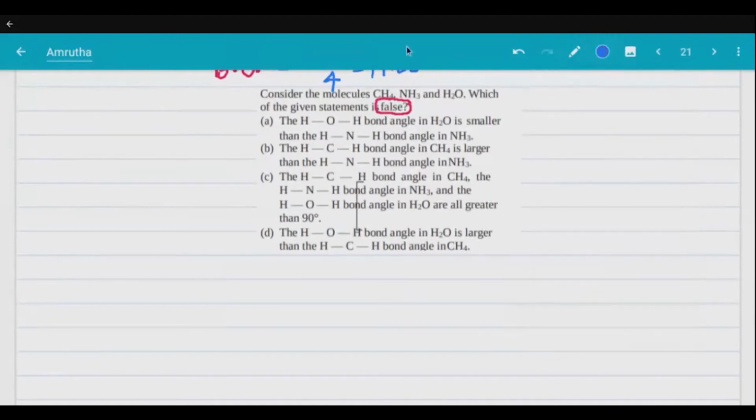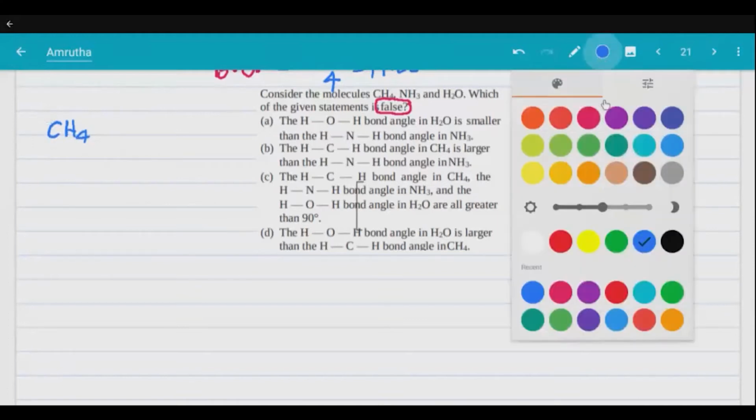I'll tell you one very simple trick. If you listen to this trick, you will never forget it in your life. Not only for competitive exams, in your whole life also, you will never forget this. But for that, you should know some basics. Suppose CH4. I need to know the shape of this molecule. For that, we need to find the central atom.